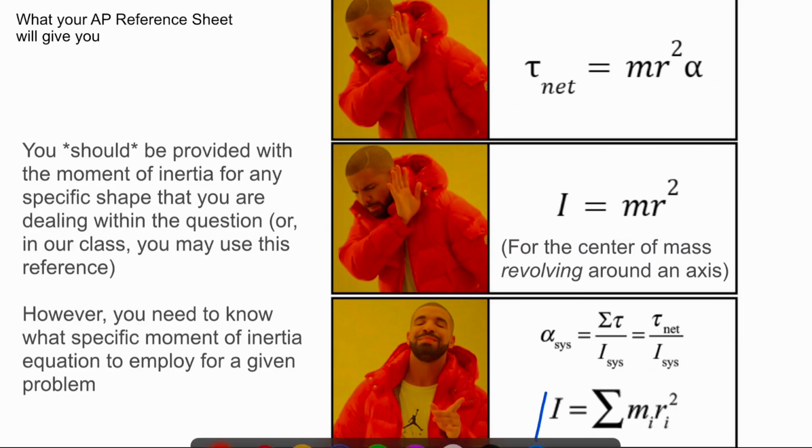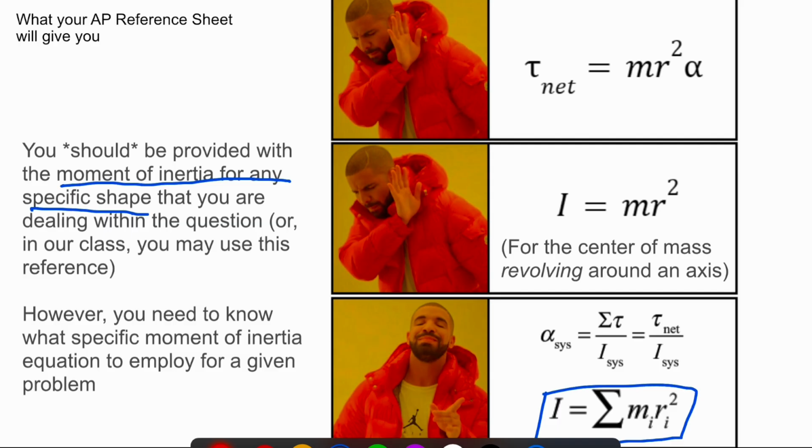So for this equation on our AP exam, you'll be given the moment of inertia for each specific shape within the question. In this class, I'm going to give you a reference table for all the different shapes that we just talked about and then some, so that you can select, based on the shape within your question, what the moment of inertia for that shape should be.